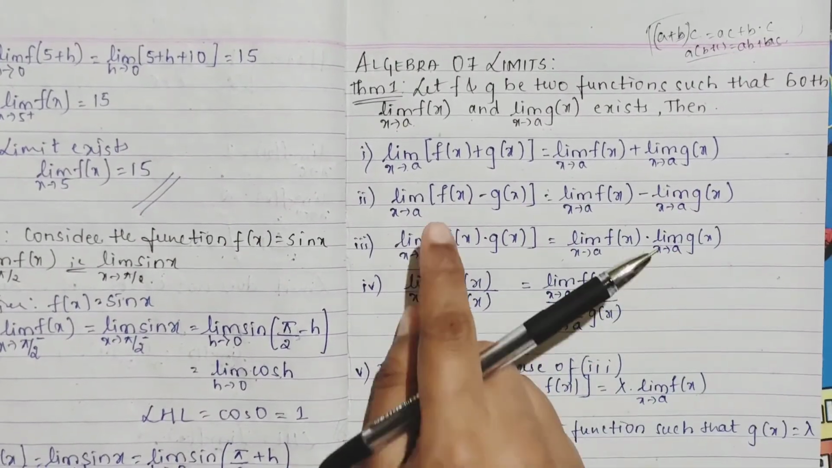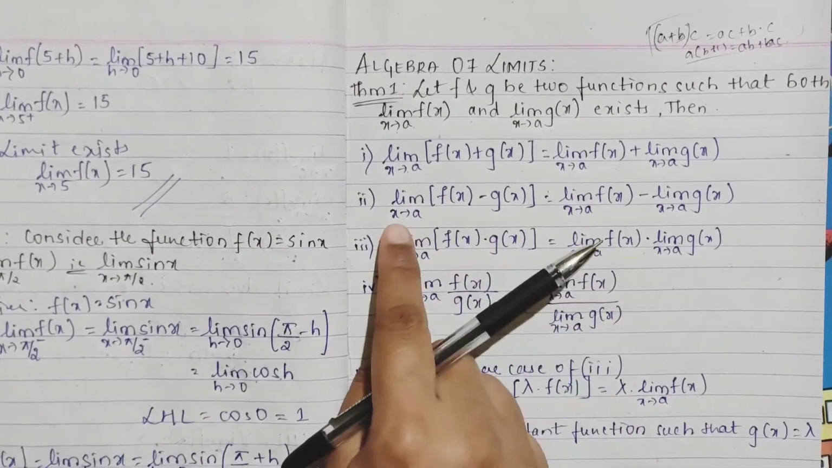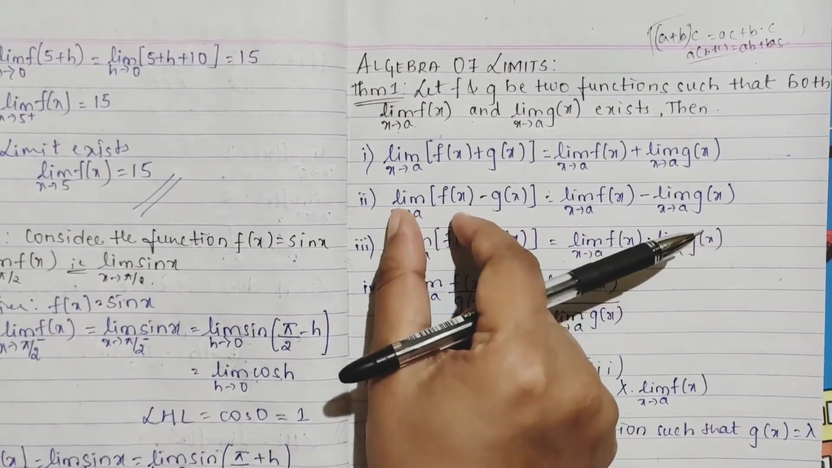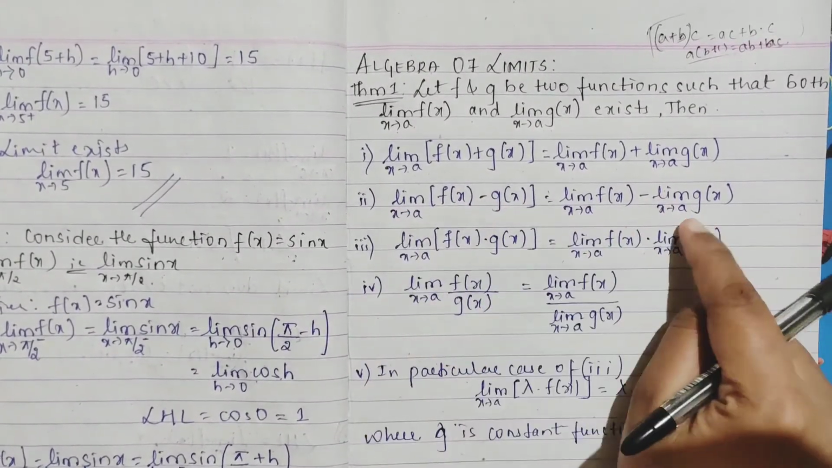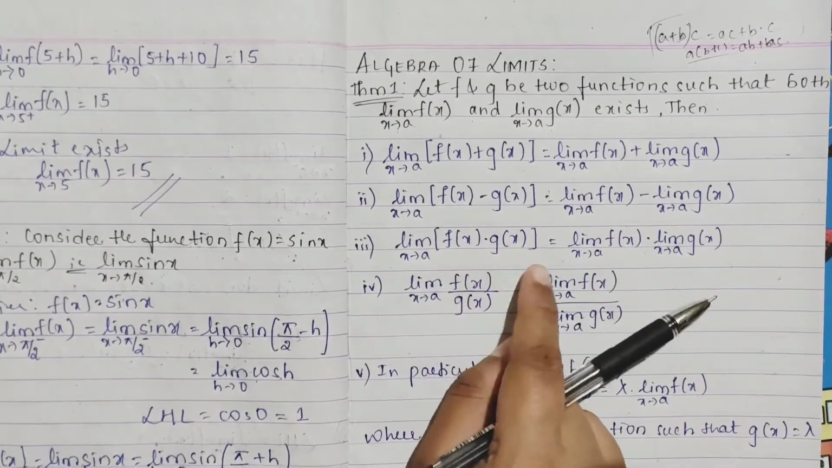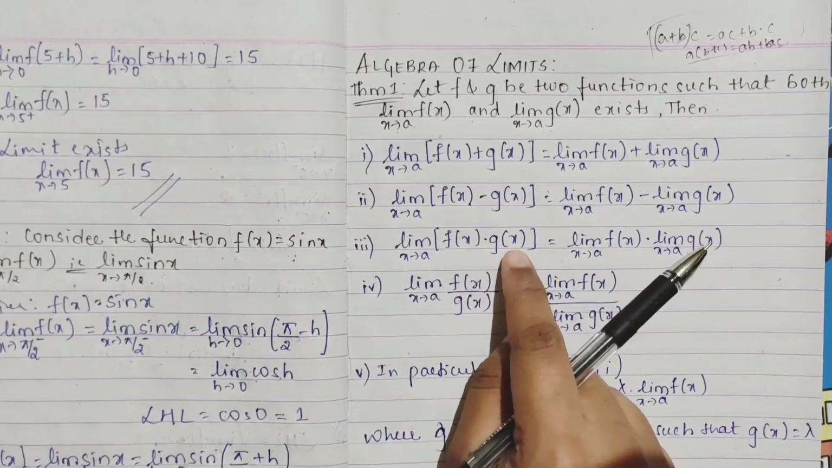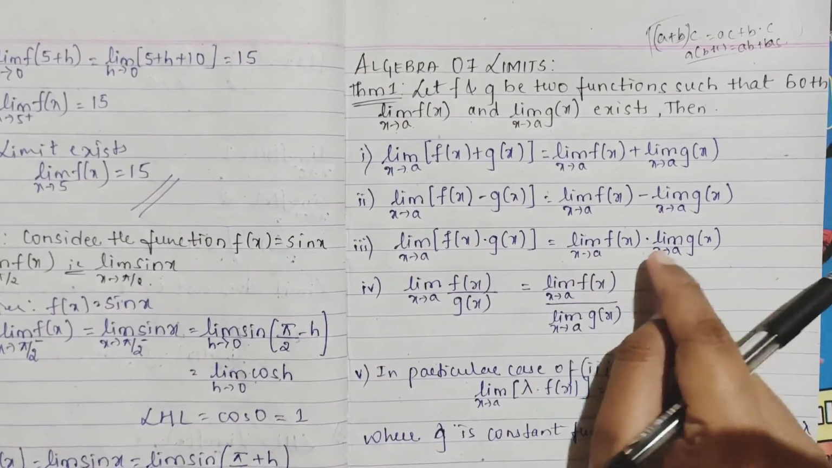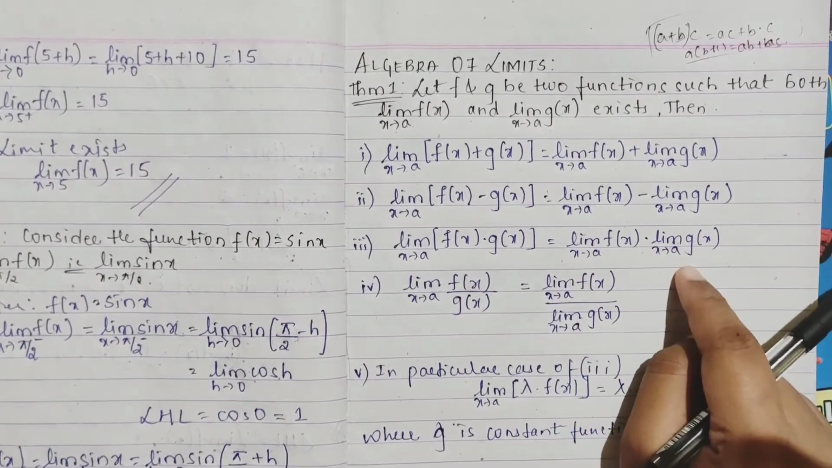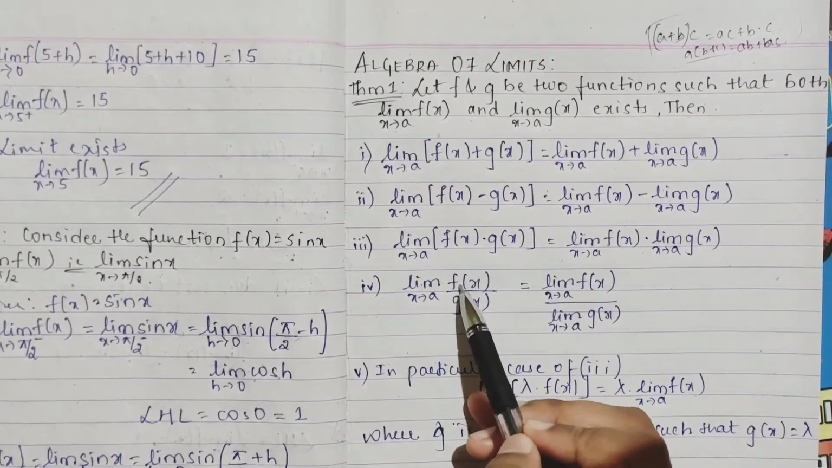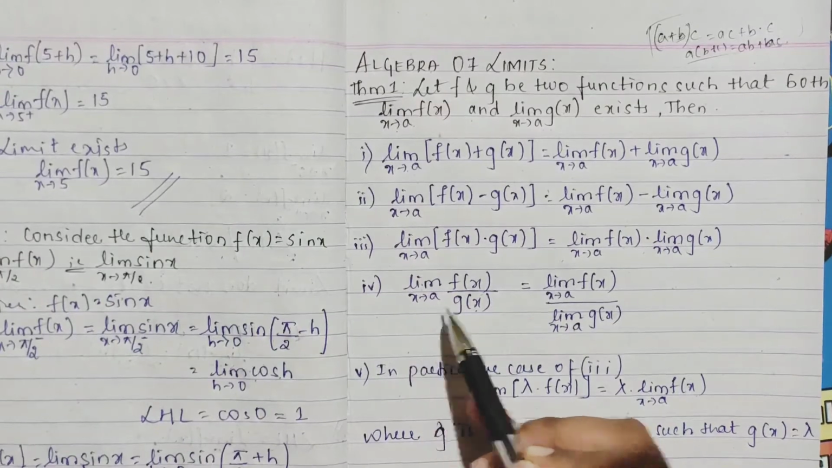The same applies for difference too: limit of f of x minus g of x as x tends to a is equal to limit f of x as x tends to a, separately, minus again limit g of x as x tends to a. In case of product too, limit of f of x into g of x as x tends to a is limit f of x as x tends to a into limit g of x as x tends to a.